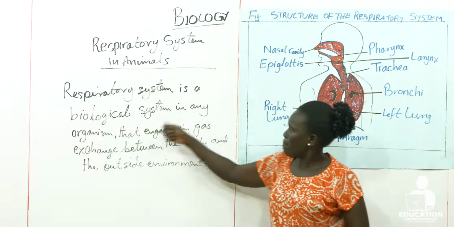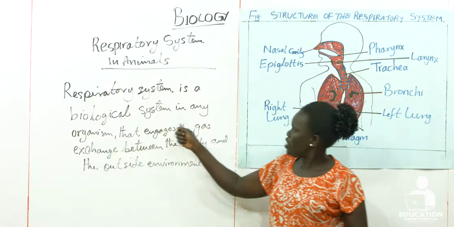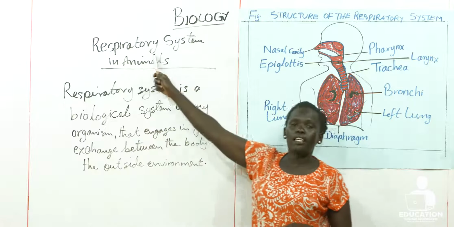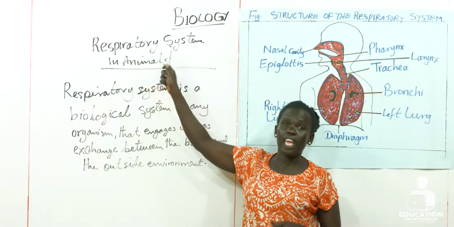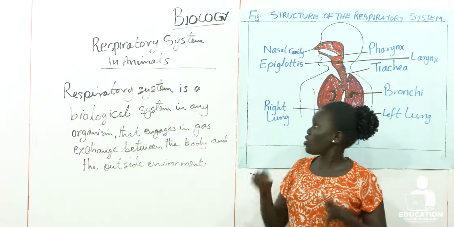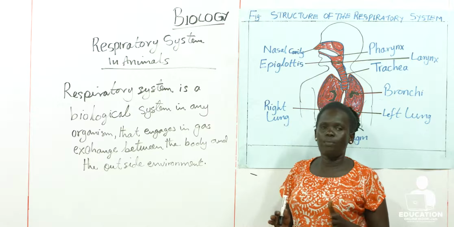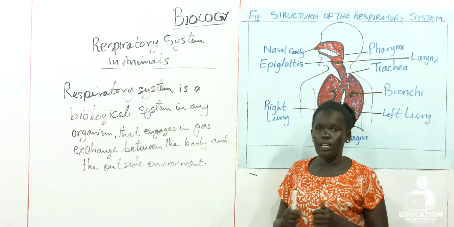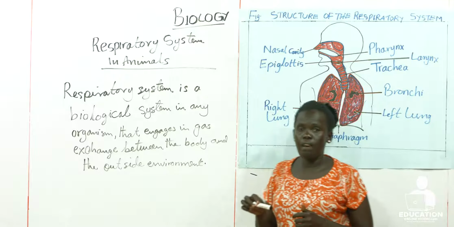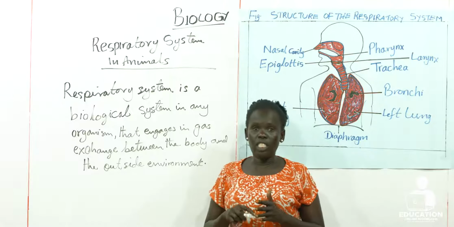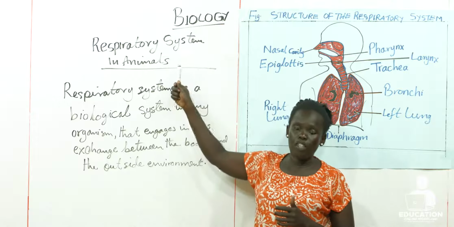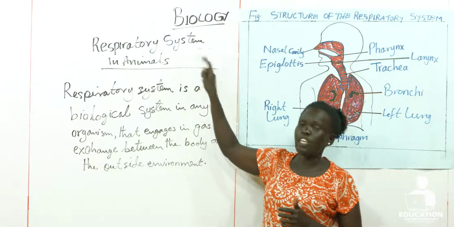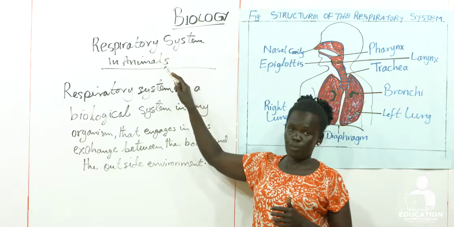Respiratory system is a biological system in any organism. But when you look at our topic, respiratory system in animals, animals are not the only living organism. Even plants are living organisms. That means even plants have a respiratory system. But here in our topic of today, we are dealing specifically with the respiratory system in animals.